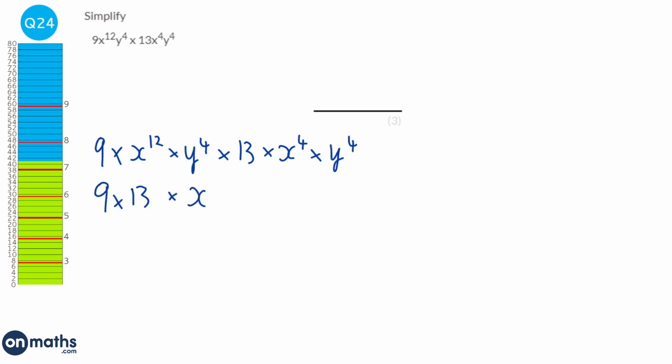I'm going to put the x's together. And I'm going to put the y's together. So, first thing to do is 9 times 13, which is just 117. Then we've got x to the power of 12 times x to the power 4. Now we know when we multiply two powers of the same base, and the base is x on both of those, we just add the powers. So it's 12 plus 4, which is 16. So it'll be x to the power of 16. And then y to the power 4 times y to the power 4, we just add them together, so it's y to the power of 8.